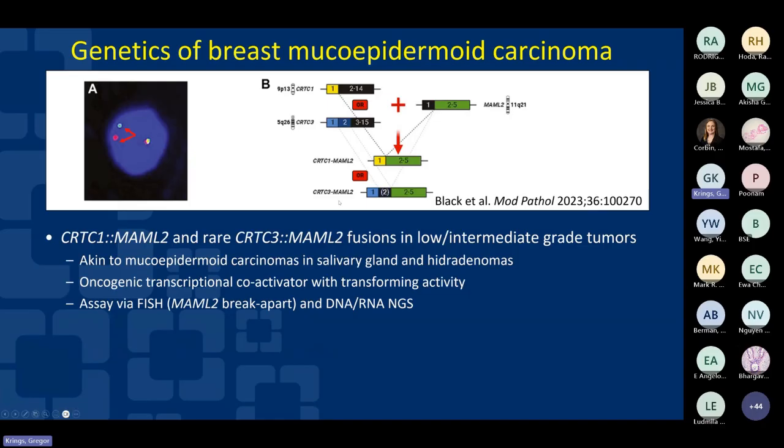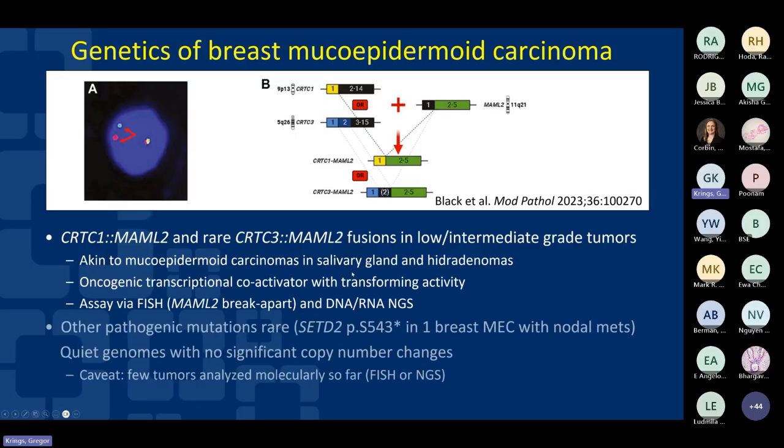As already mentioned, these tumors are underpinned by characteristic fusions. These involve two genes, most commonly CRTC1, less commonly CRTC3, fused to the MAML2 gene. This has been identified in low and intermediate grade mucoepidermoid carcinomas, as well as hidradenomas, which also share these same fusion genes. This creates an oncogenic transcriptional coactivator, which has transforming activity and can be detected by both FISH and by NGS-based assays. Like the other salivary gland-like carcinomas underpinned by gene fusions, otherwise the genomes tend to be pretty quiet.